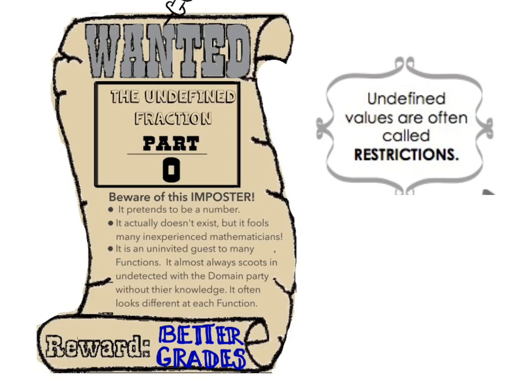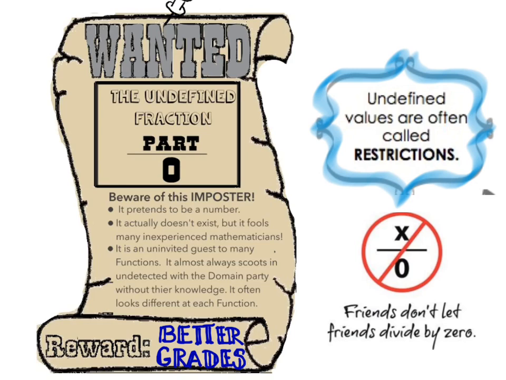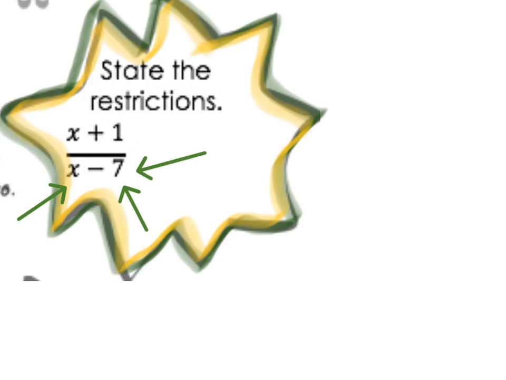So we call these undefined fractions restrictions. We can call them excluded values. Those are some other names that we might be giving it. Of course, this is a little meme that has come along. So let's take a look at an example.